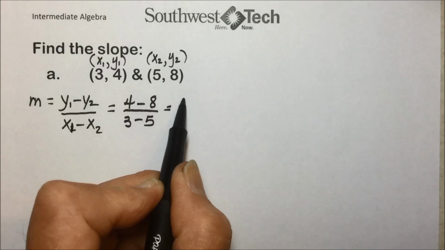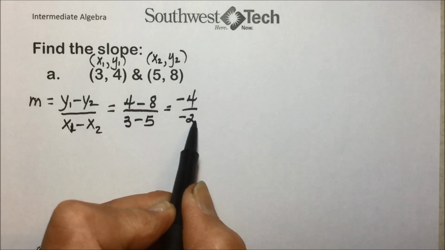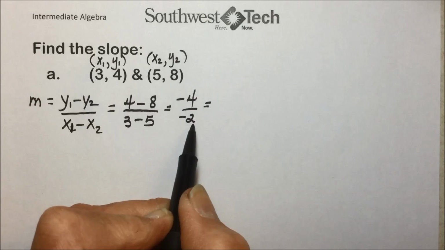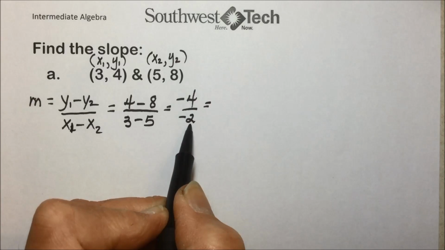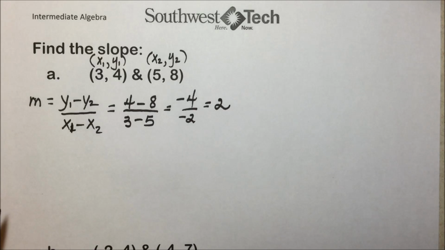Well, 4 minus 8 is negative 4. 3 minus 5 is negative 2. A negative divided by a negative is a positive. 4 divided by 2 is 2. So we have a slope of 2.